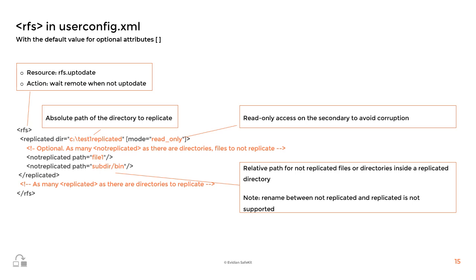The replicated tag is the main tag where you define the absolute path of a directory to replicate. The read-only mode means that the data cannot be written on the secondary to avoid corruption.